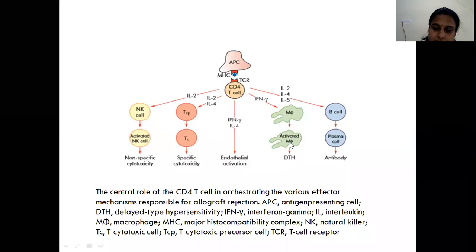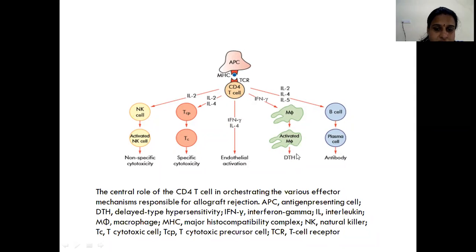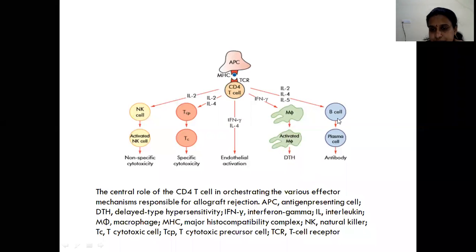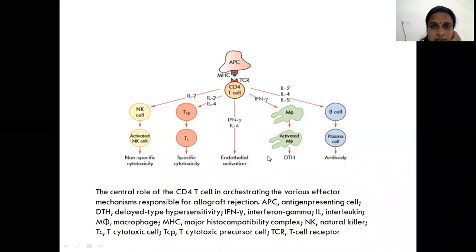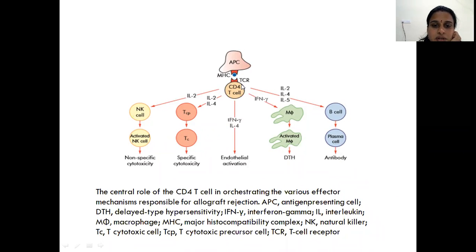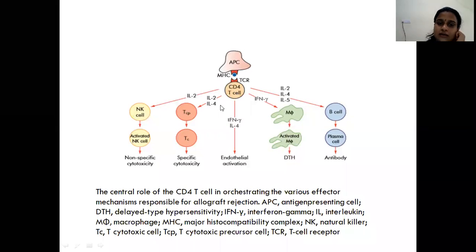This is a macrophage. When it is activated, there is a delayed type of hypersensitivity leading to delayed or chronic rejections. And B cells, the plasma cells, are activated, hence there is antibody formation against that particular HLA antigen. So this is how the mechanism of graft rejection occurs, by the activation of T cells and subsequent release of interleukins and interferon gamma. Okay, so this is just the basic ideas that you all have.